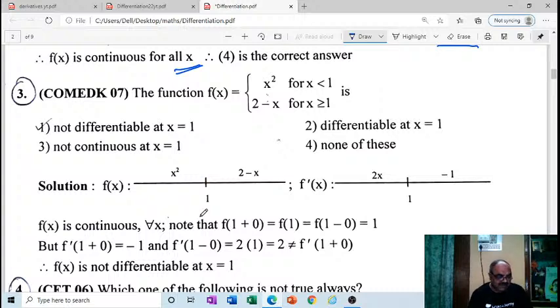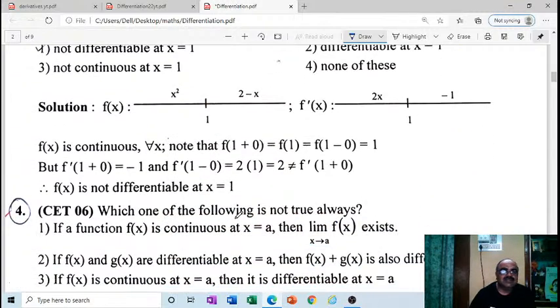The function f of x equals x square for x less than 1, and 2 minus x for x greater than or equal to 1. It's expressed using the diagram here. Hope the concepts are clear to you. So, x square and 2 minus x.